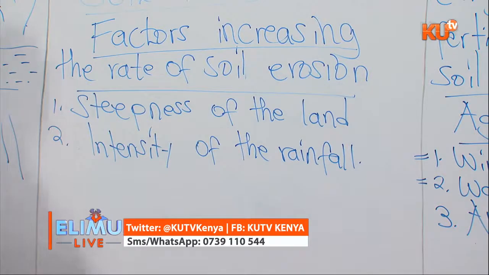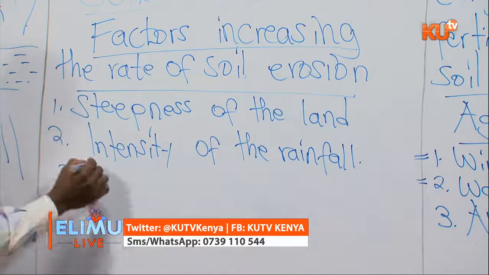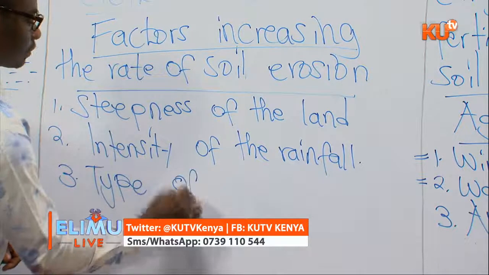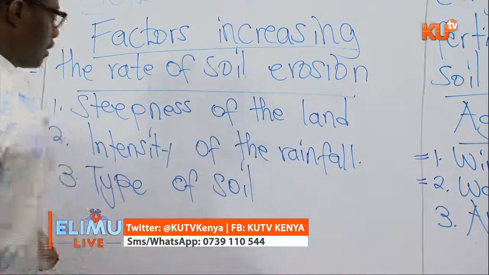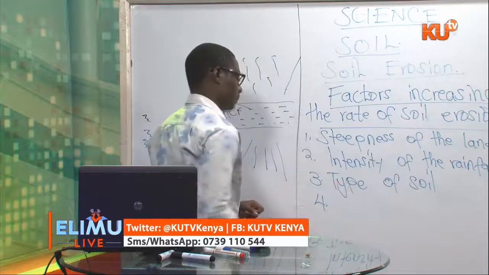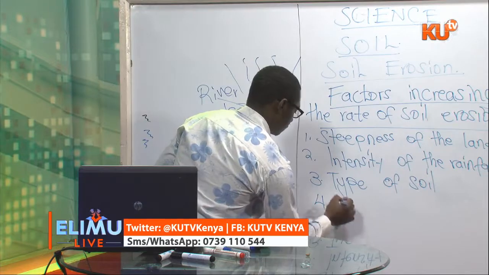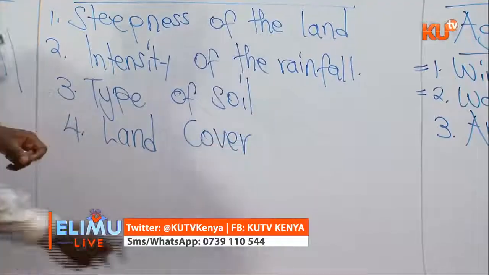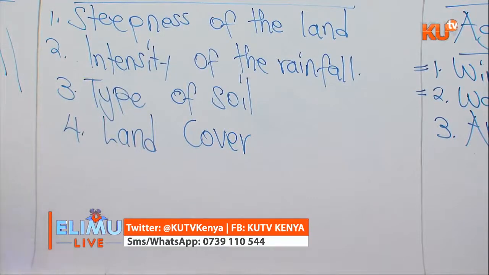Intensity of the rainfall as our second factor. We have the type of soil as our third factor, and land cover as our other factor. I'm listing the factors first, then I'll be talking about each one of them.